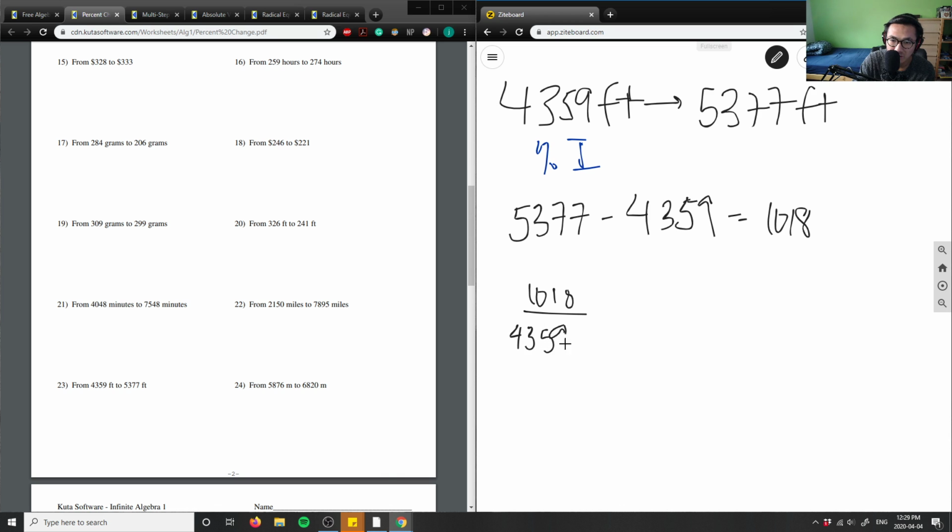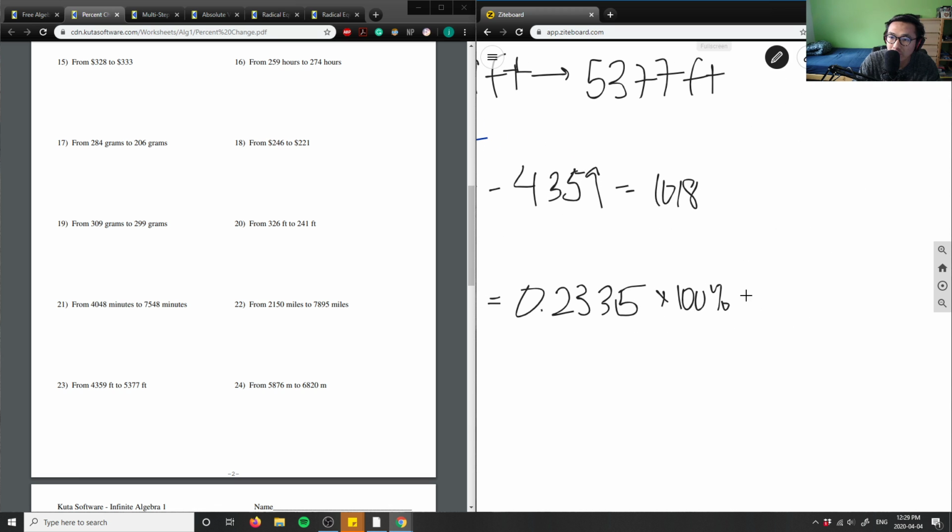Sorry, let me write that down real quick. And let me redo my math. This is 1,018 divided by 4,359. This is 0.2335. I'm going to multiply that by 100%. It's going to move the decimal two places, so I get 23.35%, which I can round to 23%. So that's going to be my answer for number 23.